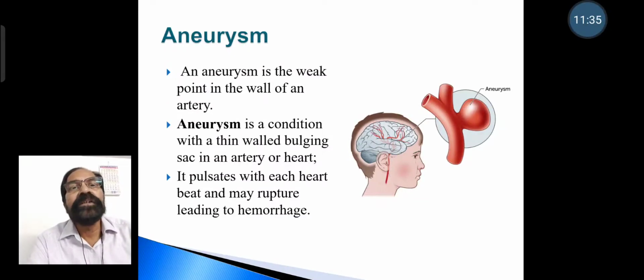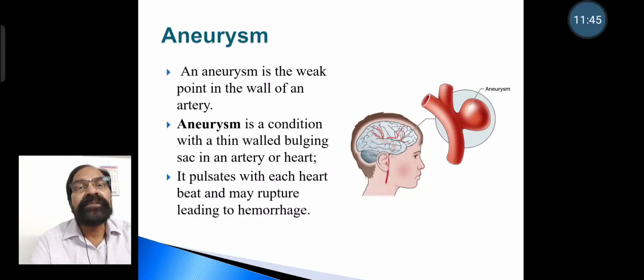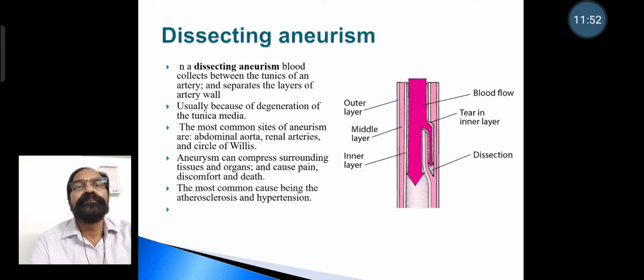Aneurysm. An aneurysm is a weak point in the wall of an artery. Aneurysm is a condition with a thin-walled bulging sac in an artery or heart. It pulsates with each heartbeat and may rupture, leading to hemorrhage. Dissecting aneurysm. In dissecting aneurysm, blood collects between the tunics of an artery and separates the layers of the arterial wall, usually because of degeneration of the tunica media.